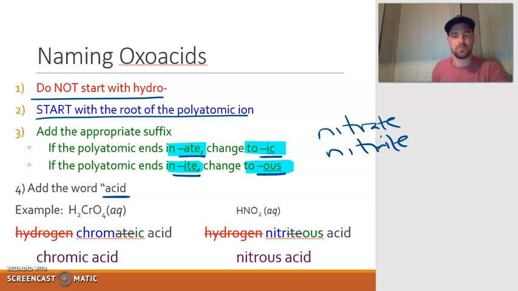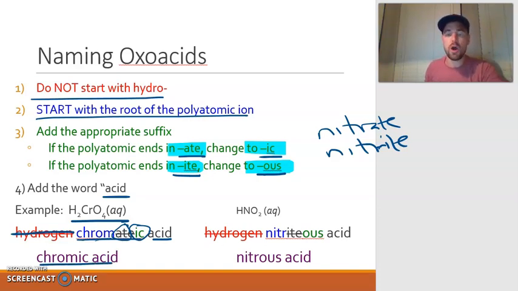So let's take a look at some examples. We have H2CrO4 aqueous. Starts with hydrogen, and it's aqueous, so it is an acid. But notice what's attached to the hydrogen. It's not simply an element, it's a polyatomic ion, specifically an oxoanion. So, let's go into my naming rules. First thing, we do not start with hydro. The hydrogen gets completely ignored in the name. So, let's go right into the name of the polyatomic ion. CrO4 is chromate. We take chrom, but we change the ate ending to ic. Finally, we add the word acid to become chromic acid.